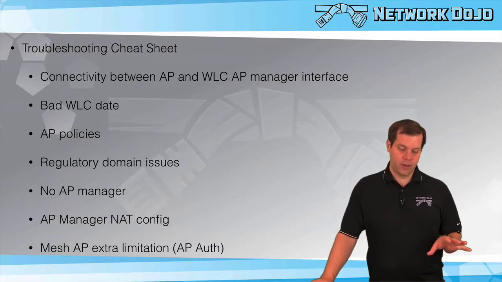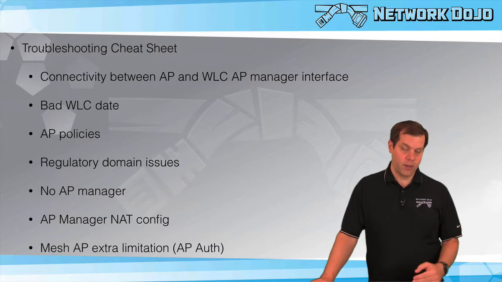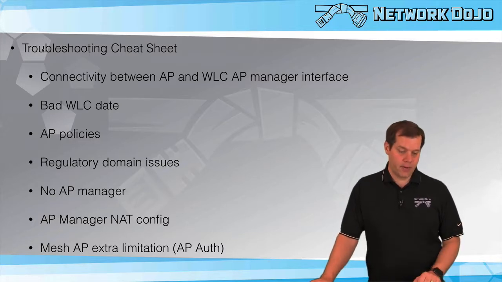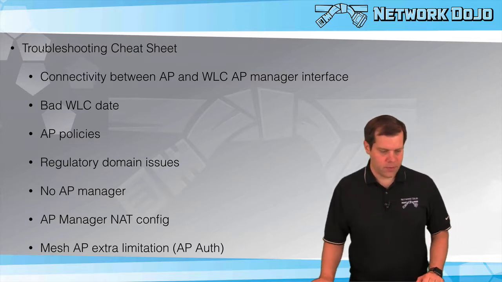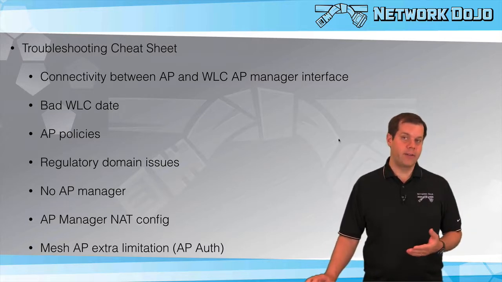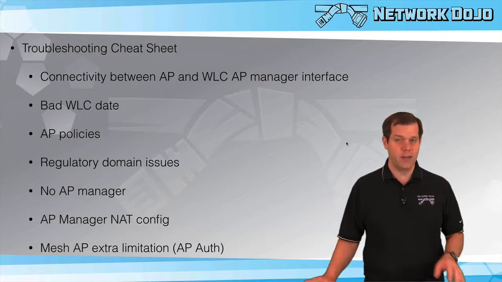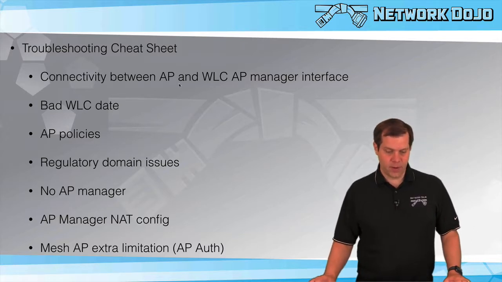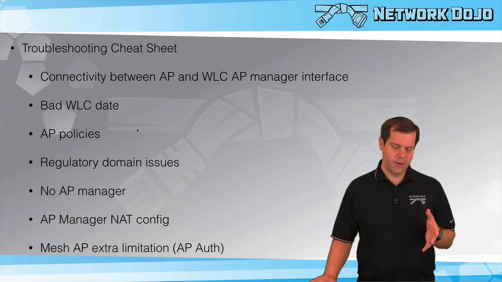We used to have an extra limitation on mesh mode APs where it would only join a controller that has one country code configured. And so if we had multiple country codes configured, even if we were in the right regulatory domain, it wouldn't join, but that restriction has gone away in the code level that we're currently at right now. So again, any one of these things can cause APs not to join, but this is basically the list right here. And again, everything except for the first one is very cut and dry, very easy to verify.